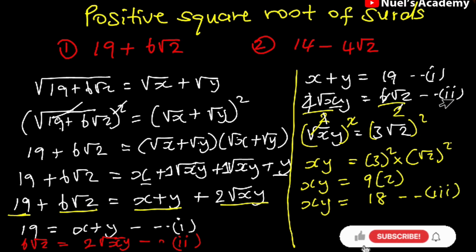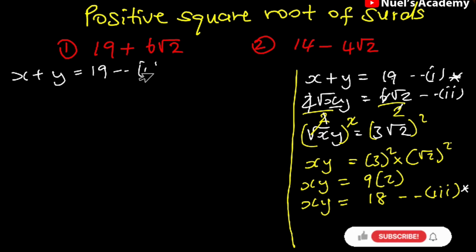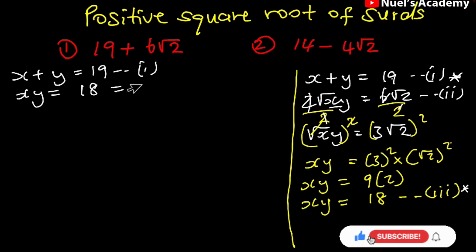So we are going to solve equation I and then equation 3 simultaneously. So let me write out equation I, which is x plus y equals to 19, and then xy equal to 18.